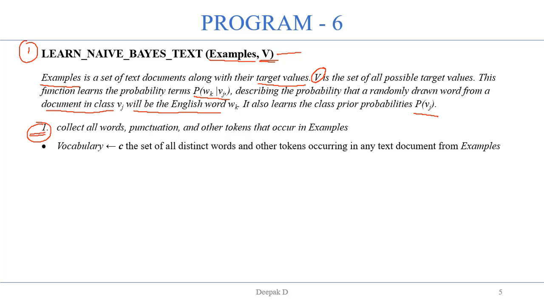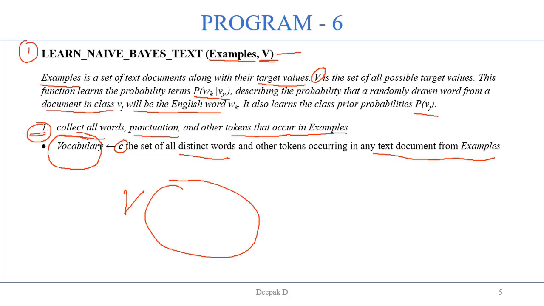The first step is to collect all the words, punctuation and other tokens that occur in our examples. For our easy understanding, we are concentrating only on the words which appear in the text. Each and every distinct word and other tokens which occur in the text documents from the examples will be considered, and that entire thing will be called the vocabulary. So what does the vocabulary consist of? It consists of all distinct words which are taken from the text documents. Here the text documents are nothing but your examples which are used to train your system or model. So this is our first step.